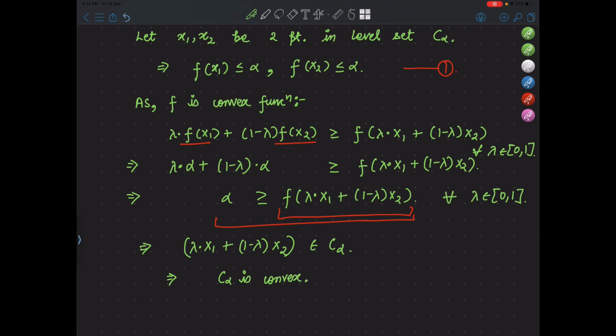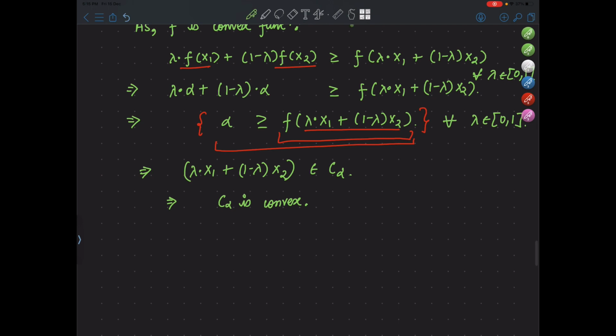I hope you got it, because this condition tells us that all the points between x1 and x2 that lie on the line joining x1, f(x1) and x2, f(x2) are also in the level set C alpha, because they follow this property of functional value less than alpha. This is true for all alpha and any arbitrary points x1 and x2, so this is true for all points in C alpha. So C alpha is convex. It was a simple proof.